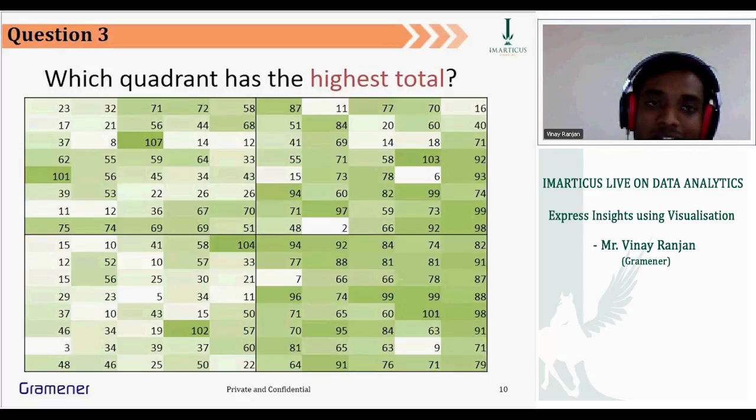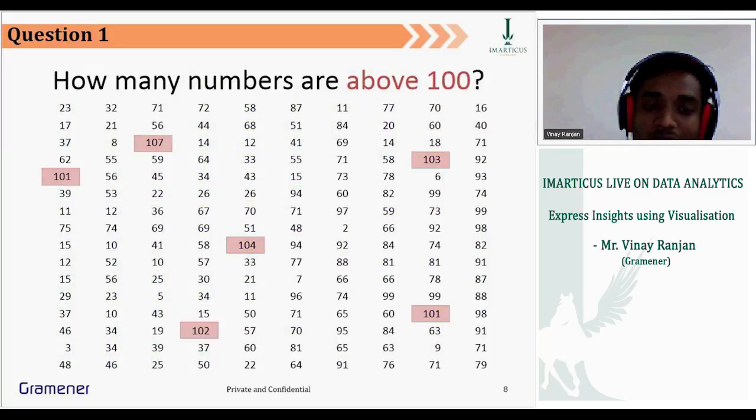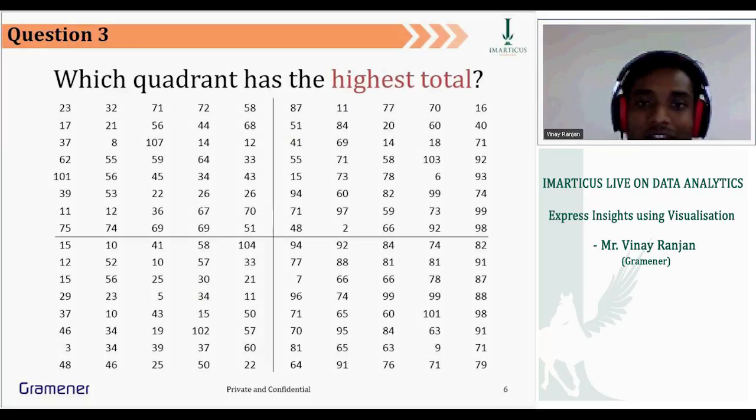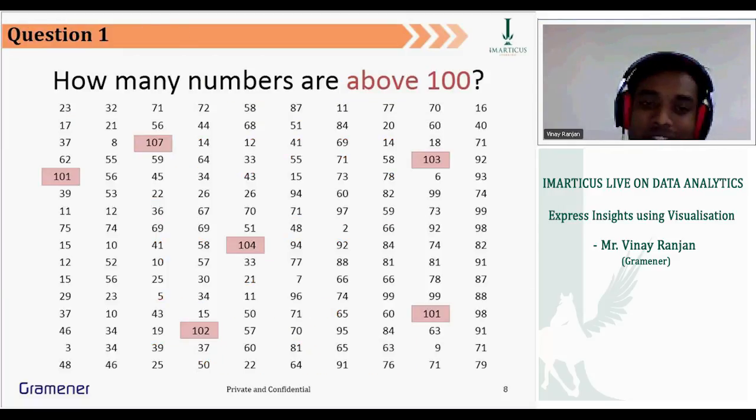So let's go to the previous slides once again and view what happens there. Now this is how many are above 100. With the visual cue, it was pretty easy. Now here below 10, the same thing, and the quadrant part. So unless and until we sum up all the numbers or have a closer look at all the quadrants, it is very difficult to figure it out, but with the visual cues it's pretty easy.